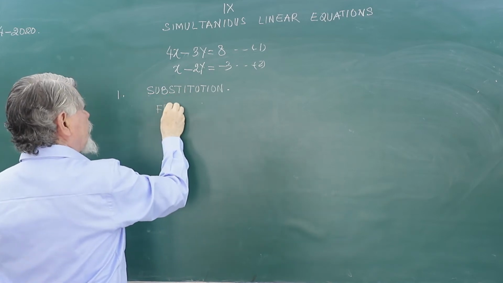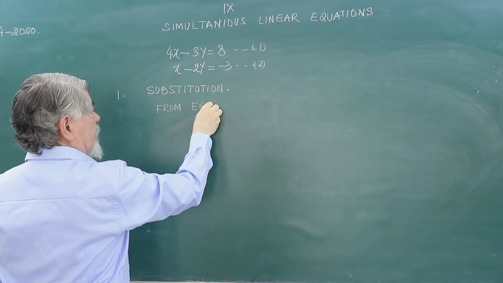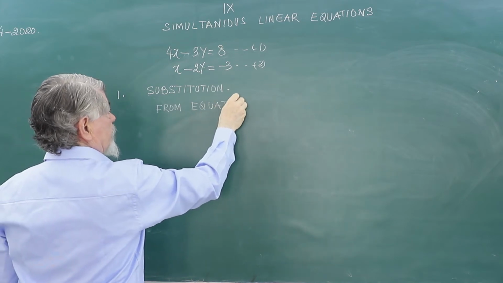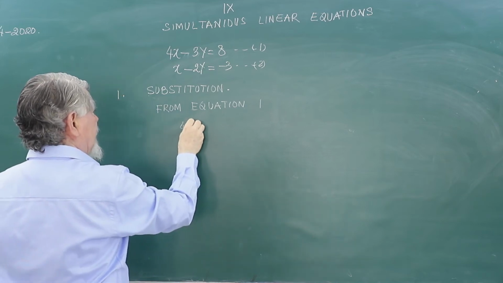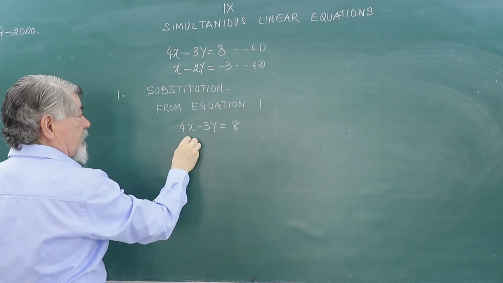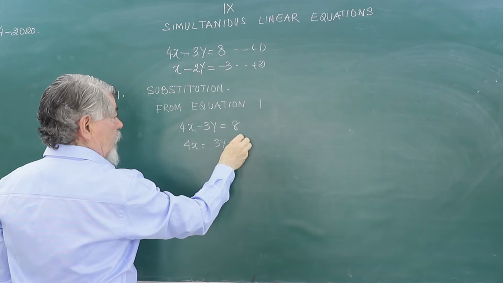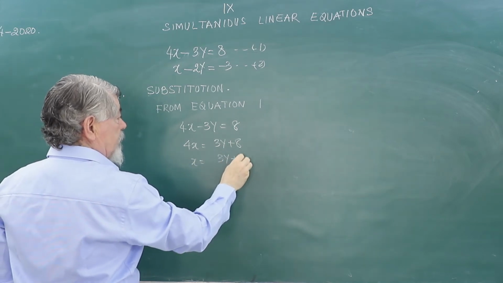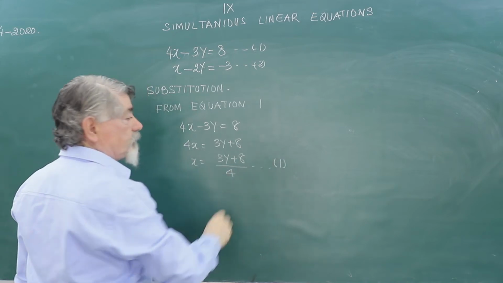Let me do it from equation 1. 4x minus 3y is equal to 8. So 4x will be 3y plus 8, or x will be (3y plus 8) upon 4. This is the value of x in terms of y.